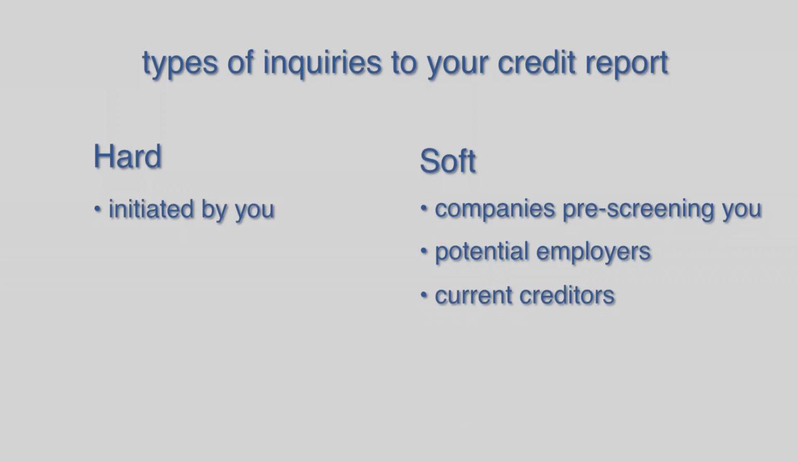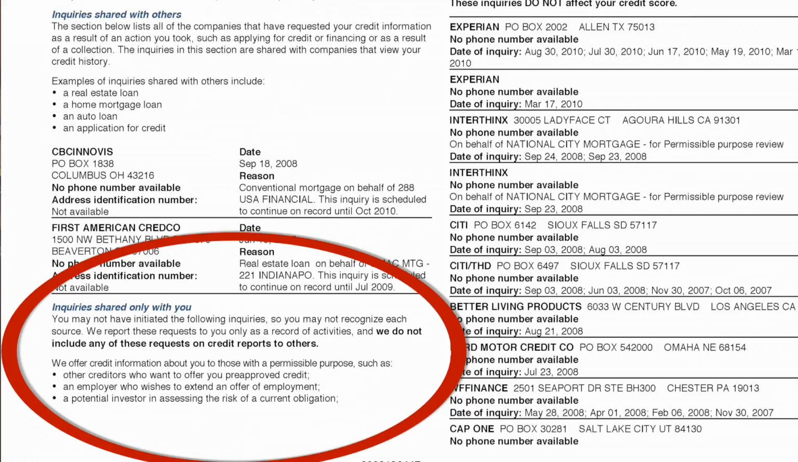There are 2 types of inquiries, hard ones and soft ones. Hard inquiries are initiated by you when you fill out a credit application. Soft inquiries come from companies that may want to pre-screen you for credit offers, potential employers, or current creditors monitoring your account. The soft inquiries only show on reports given to consumers.